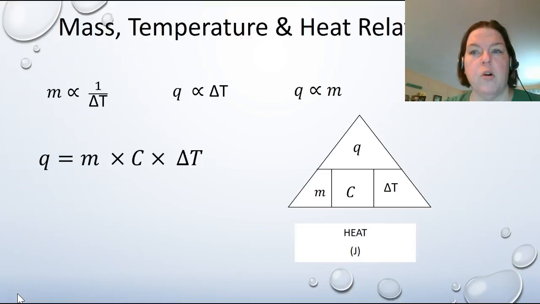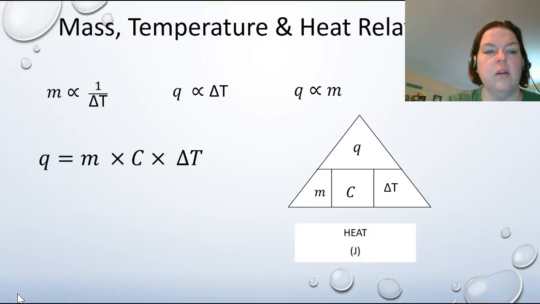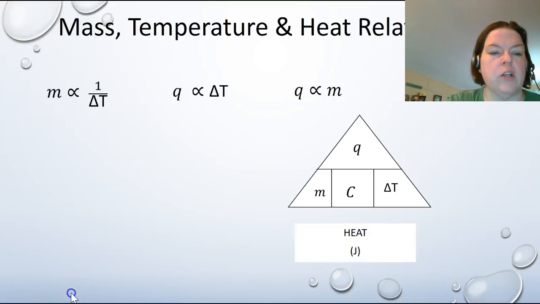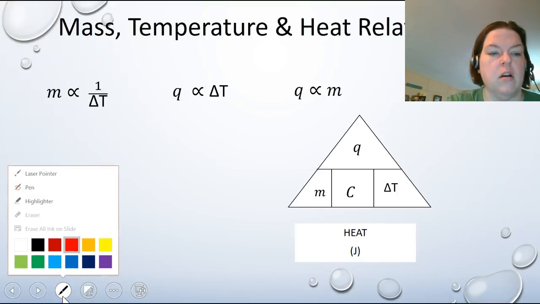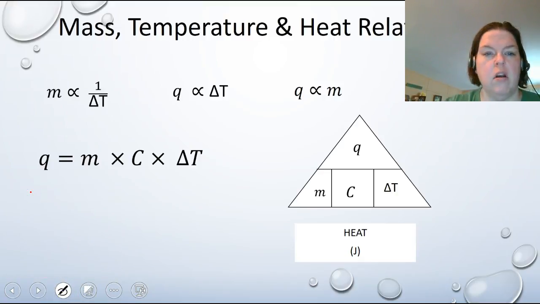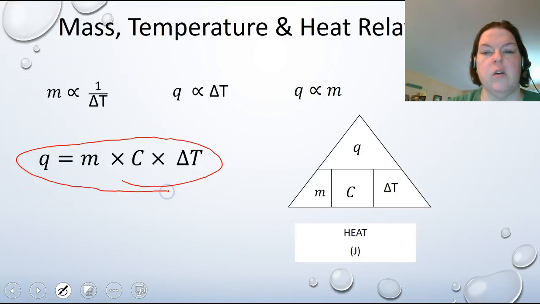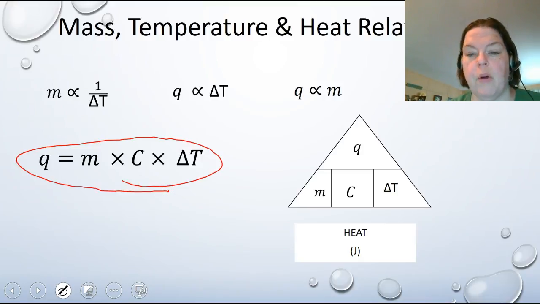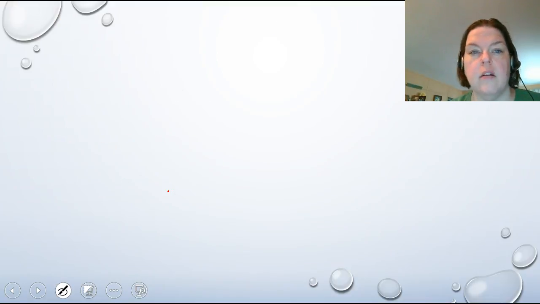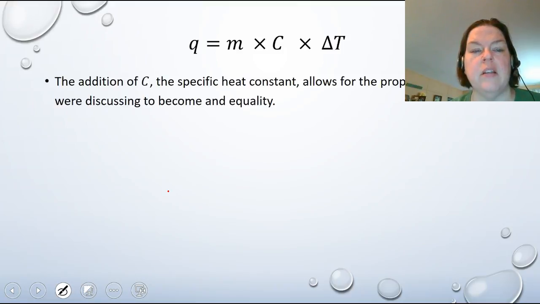So we have some more mass, temperature, and heat relationships. This is what we saw at the end of the last video from yesterday. We just developed the specific heat equation, and we're going to be using this to help us. But there's some other stuff that we need to know.